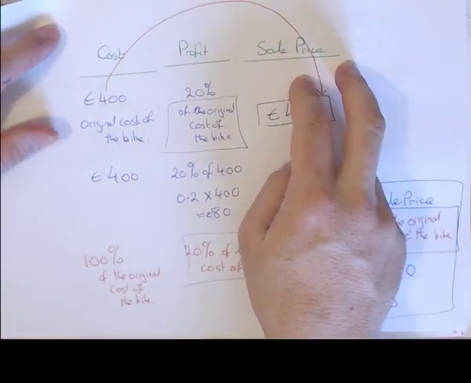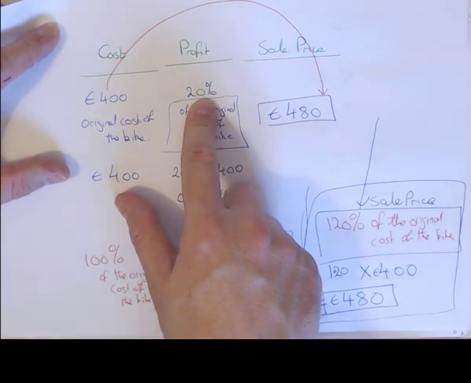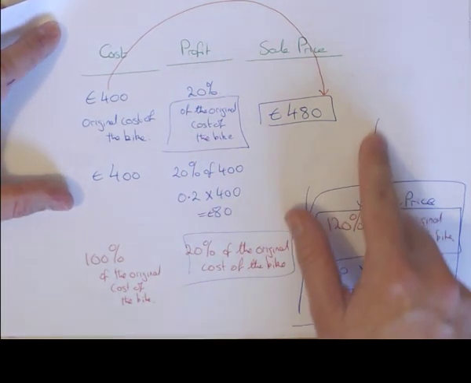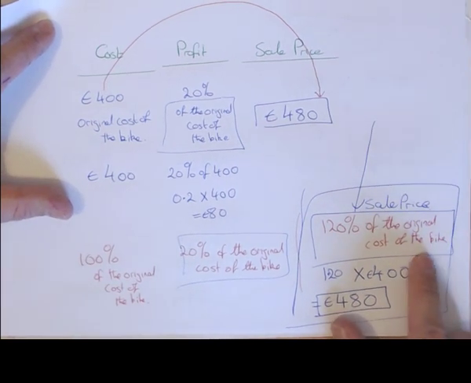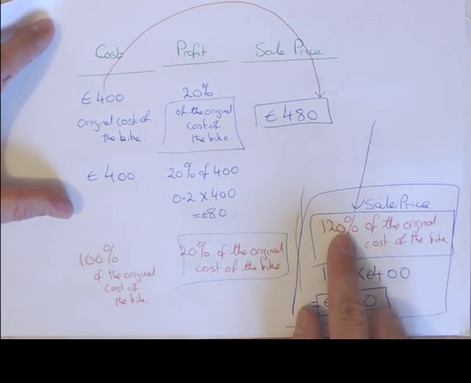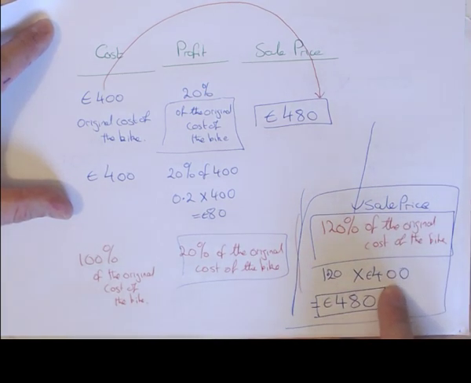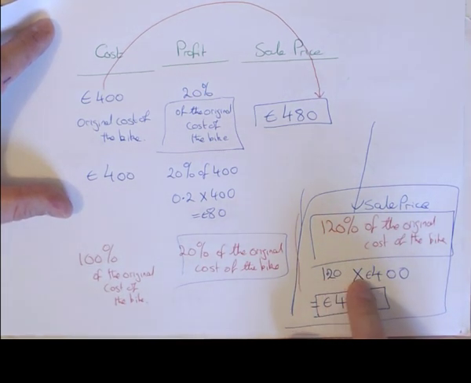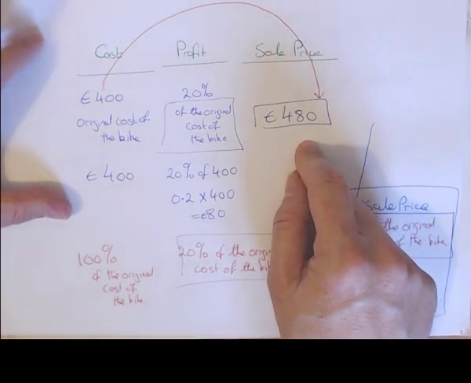Cost, profit, sale price. 100% of the original cost of the bike plus 20% of the original cost of the bike gives us 120% of the original cost of the bike. How do I calculate this? 120% as a decimal, of means multiply. The original cost of the bike is 400. 1.2 times 400 is 480. That gives us our answer directly.